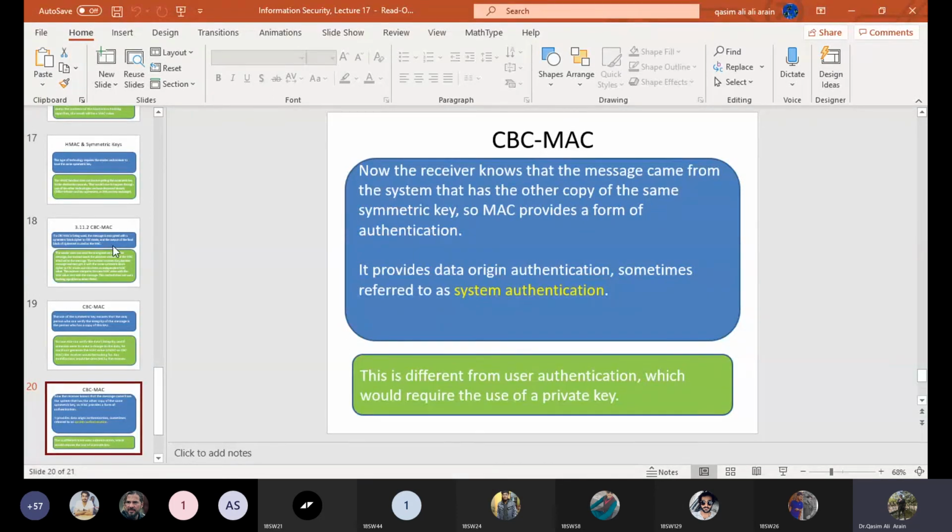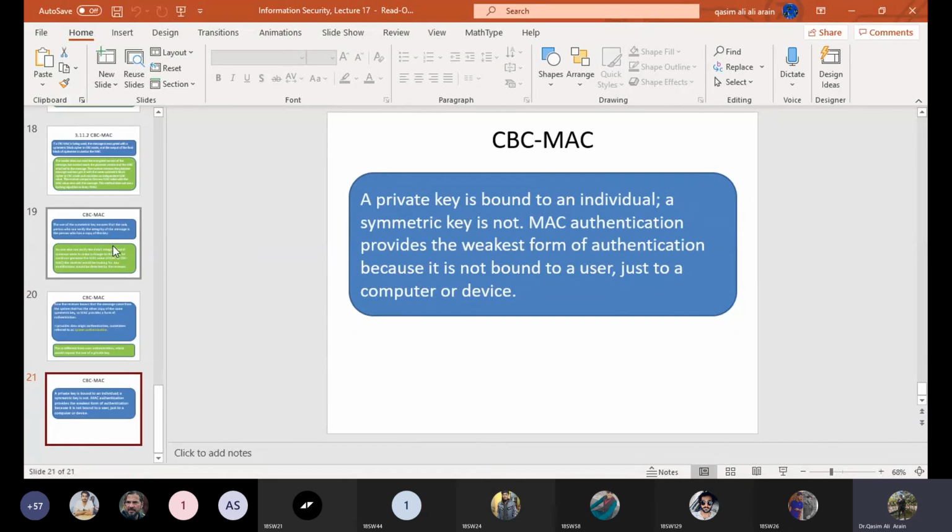How do we achieve user level authentication? We are going to achieve it with the help of a public private key pair, right? But in this particular scenario, we are going to achieve system level authentication. We may say that this message is coming from some legitimate system, right? So this is how we are going to achieve system level authentication by using CBC-MAC.